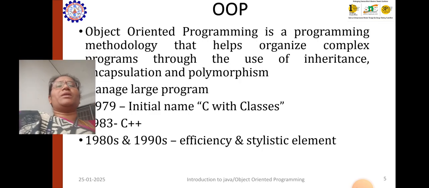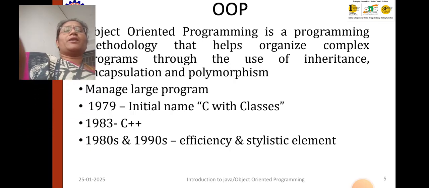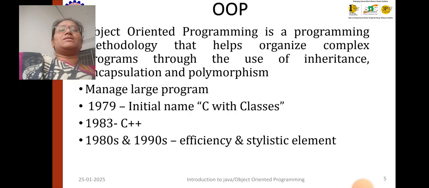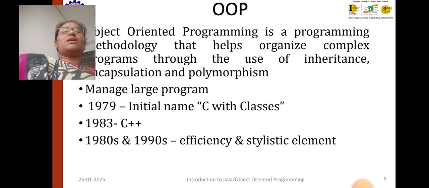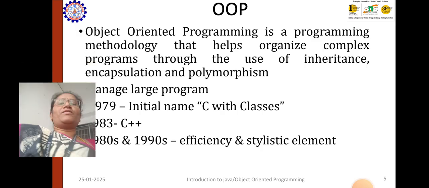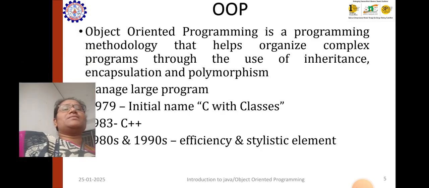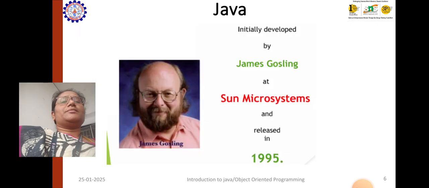Object-oriented programming is a programming methodology. It is used to organize complex programs through the use of inheritance, encapsulation, and polymorphism concepts. It is also used to manage large programs. Initially it was named C with Classes, then later in 1983 it was named C++, and after the 80s and 90s it was used for efficiency and stylish elements.